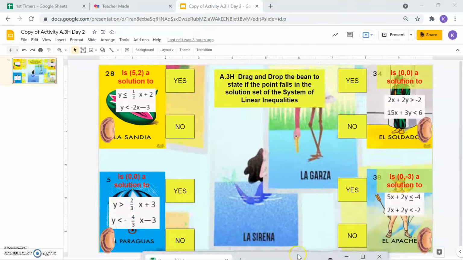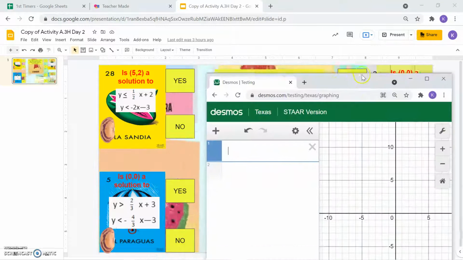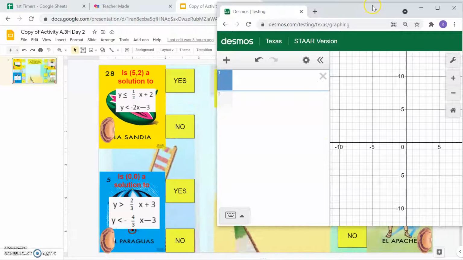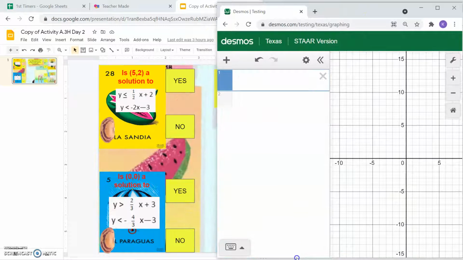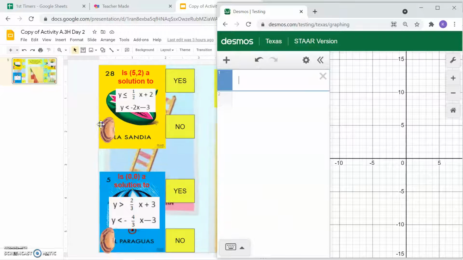Okay, so in this activity, we're going to be playing Loteria. And you know that Loteria comes with beans, not just with any other thing, bingo markers or anything like that. We're Mexican, so we use beans.